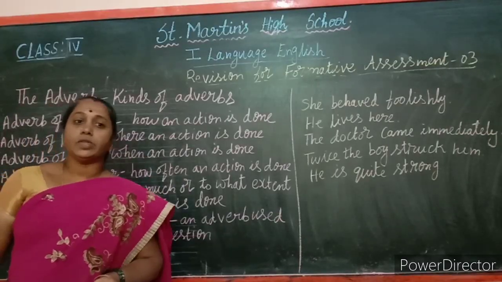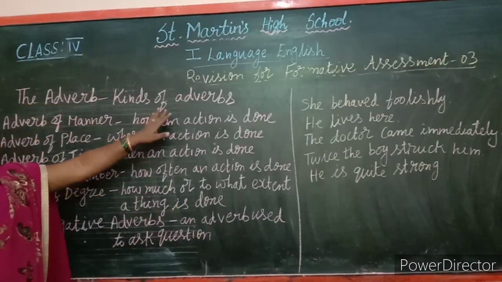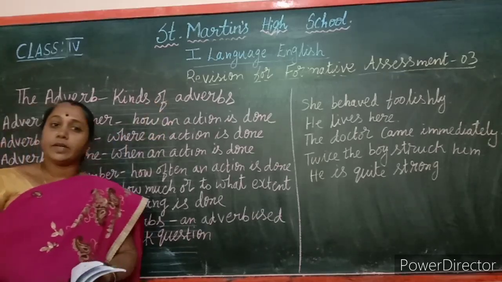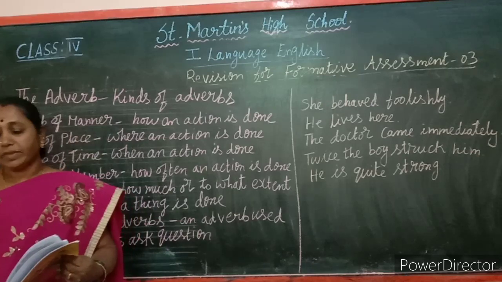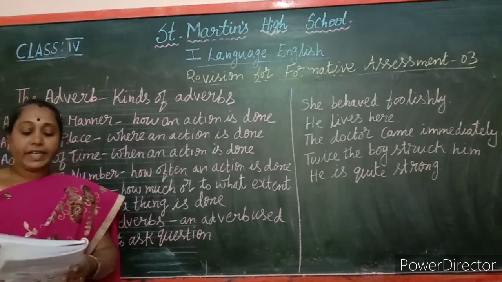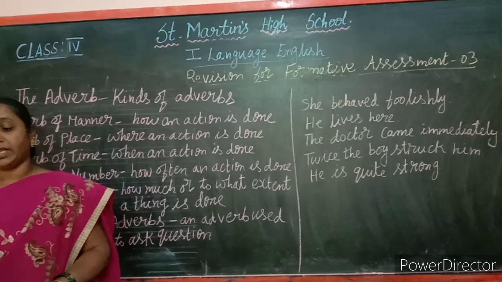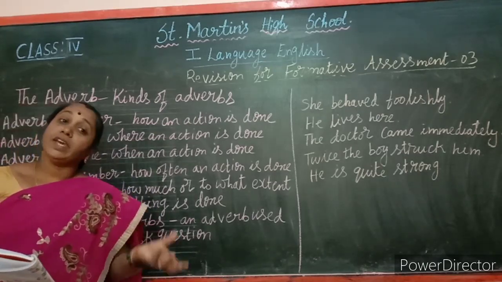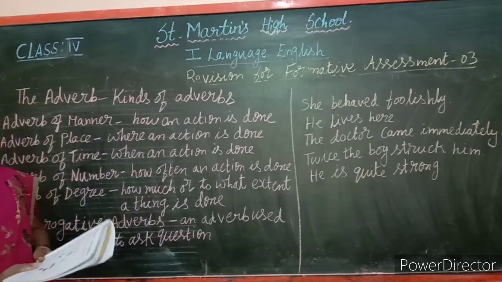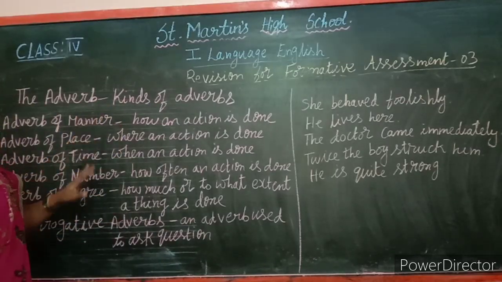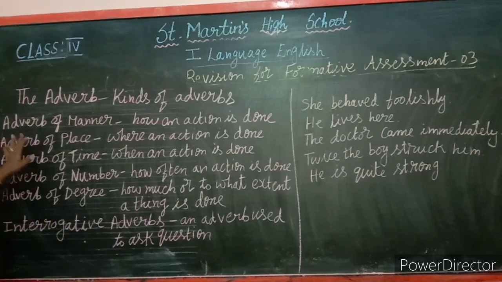Yes, now let us move to the next chapter, that is the adverb, kinds of adverb. What is an adverb? Adverb is the word which adds something to the meaning of a verb and tells us how a thing is done, when it is done or where it is done. Now this adverb is divided into different kinds: adverb of manner, adverb of place, adverb of time, adverb of number, adverb of degree and interrogative adverbs. So it is divided into 6 kinds.